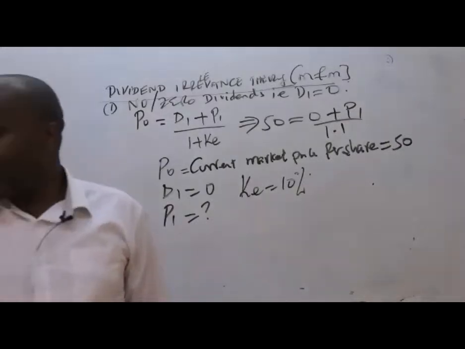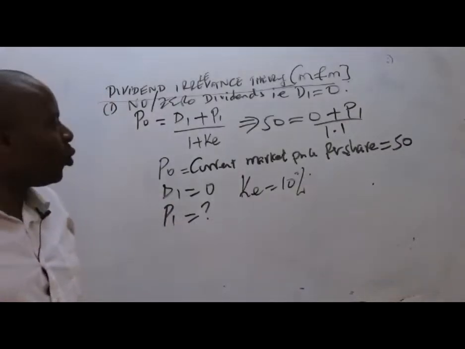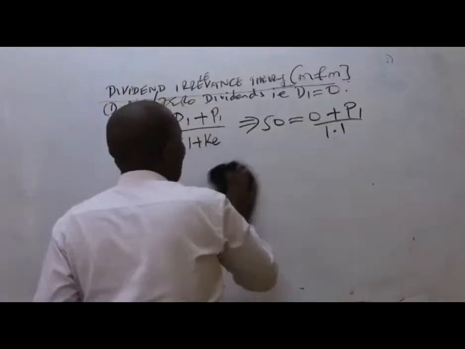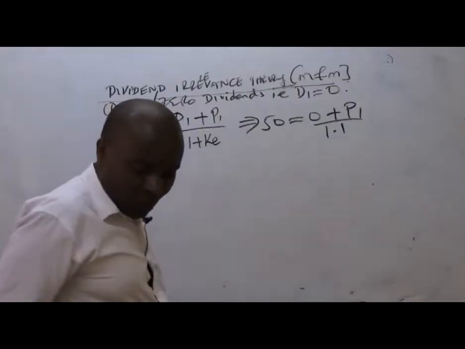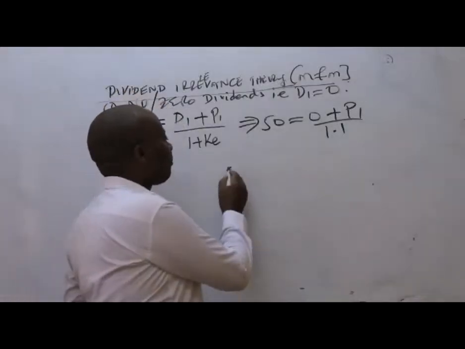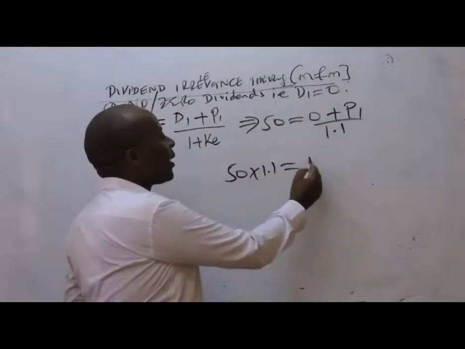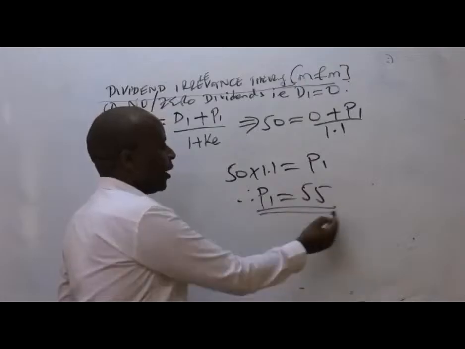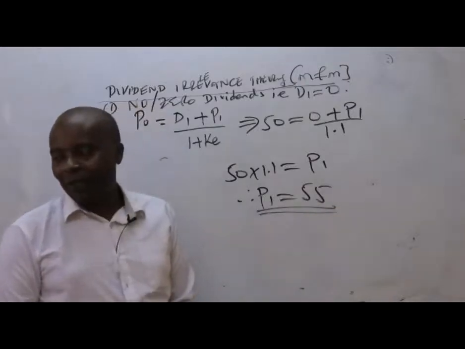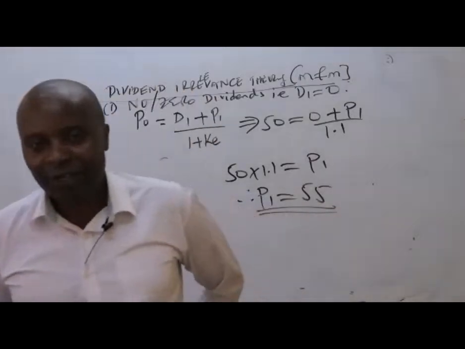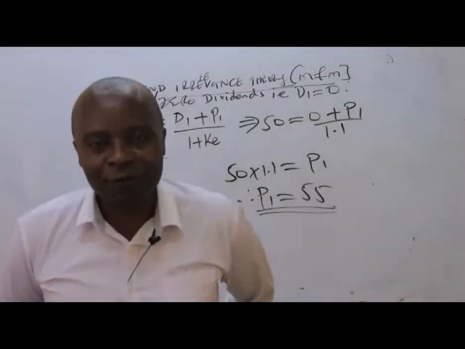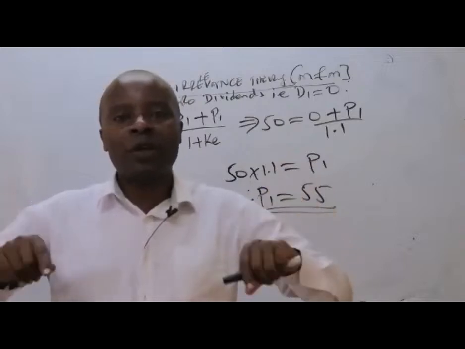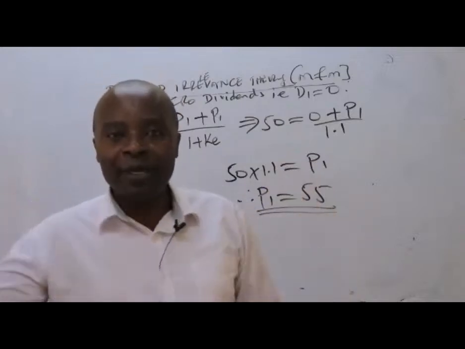So please try to make your rearrangements. If you do your cross multiplications very nicely, we have here 50 times 1.1 equals P1. Therefore, P1 will be 55. Something that I'm so sure that all my students, if they were to get this kind of a question on an exam, all of them, it would have been a thumbs up.